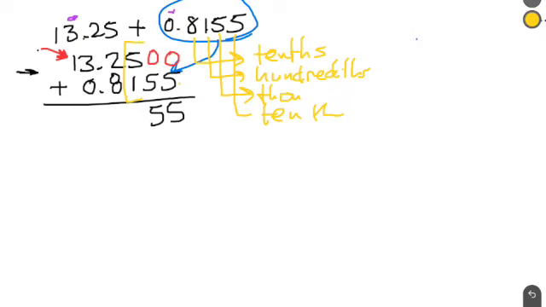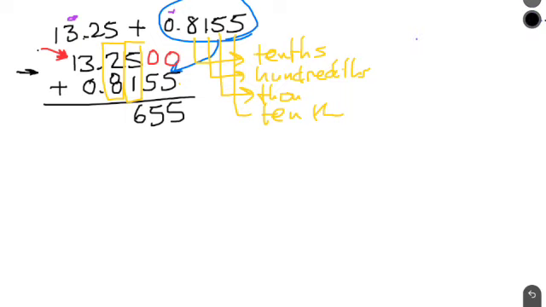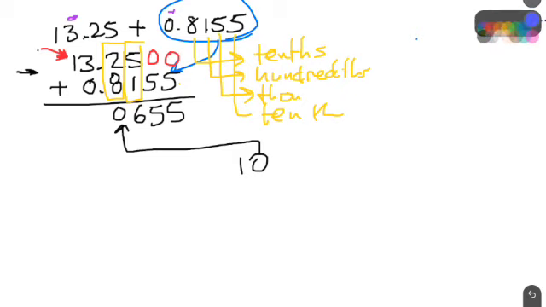We then proceed on to the hundredths place. 5 plus 1 is 6. We then proceed on to the tenths, and we see 8 plus 2 is 10. So what do we do? For this 10, this 0 goes right there, and now the 1 is carried. We place this 1 value in the ones place.